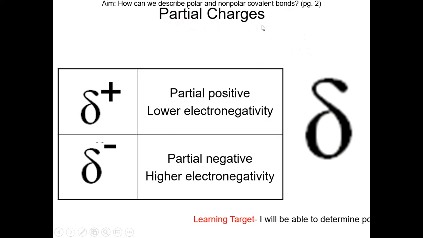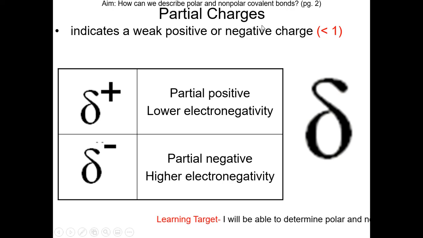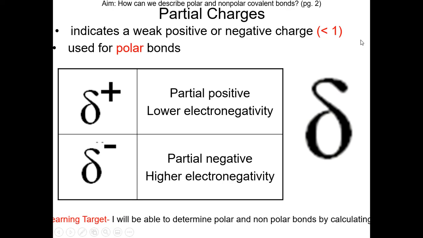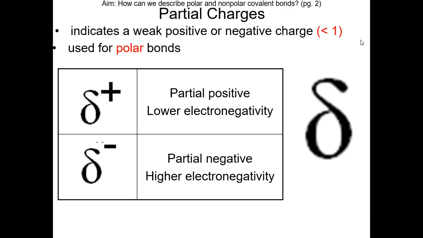Now we're going to talk about partial charges, which indicate if an atom has a weak positive or a weak negative charge. So less than 1, it's only for polar bonds. It is to indicate which atom in that polar bond is less electronegative or more electronegative. The partial positive charge is used to indicate the lower electronegative atom. The partial negative is to indicate the higher electronegative atom. This is how you draw the partial charge symbol. Just follow the circle.